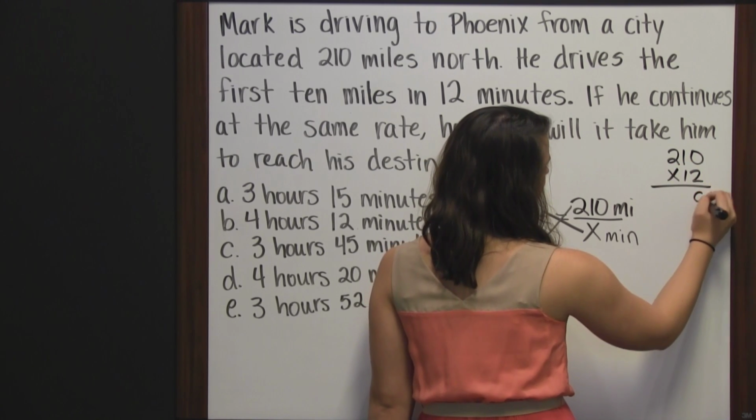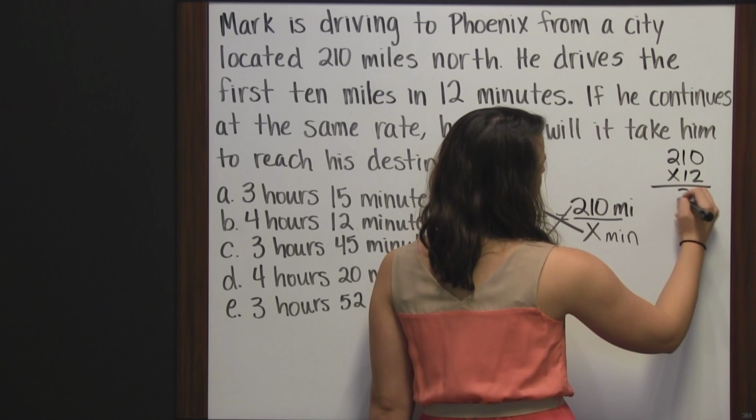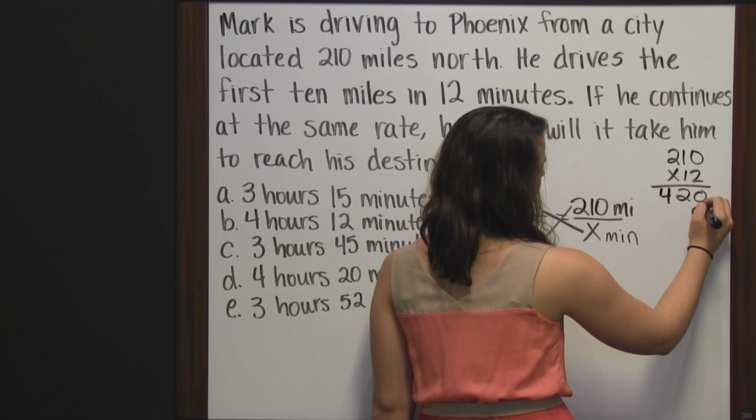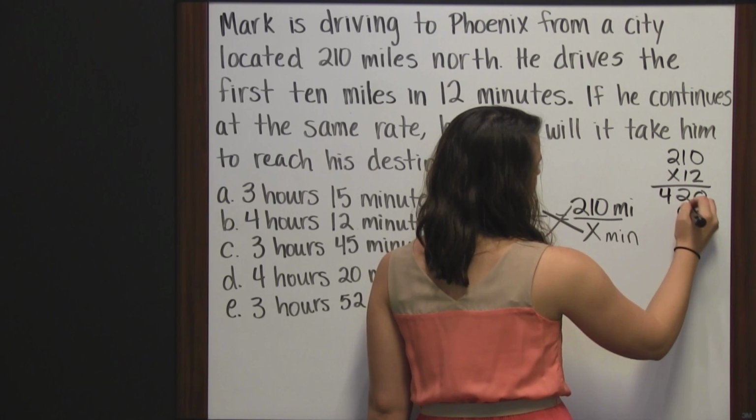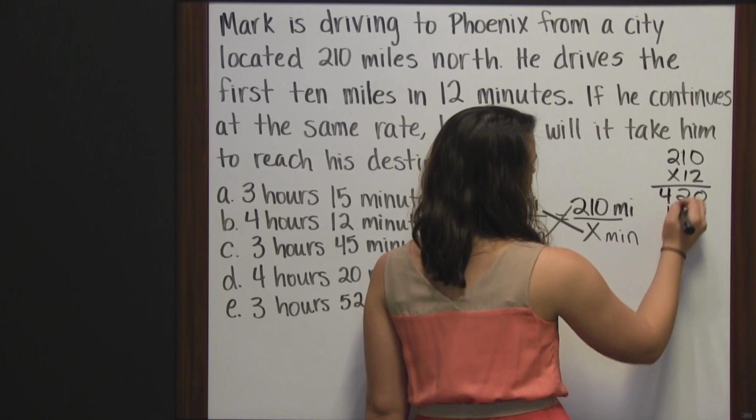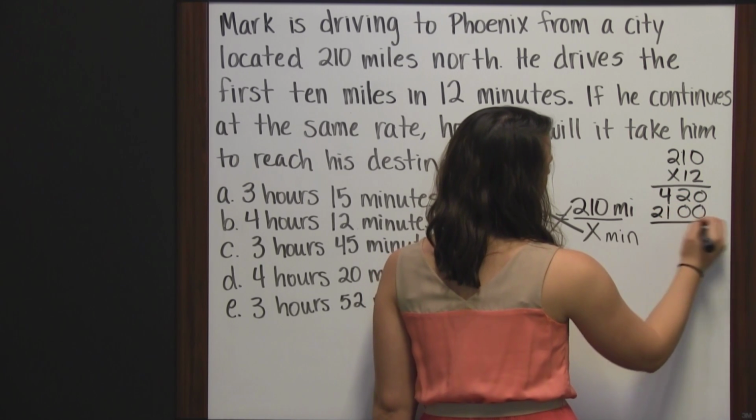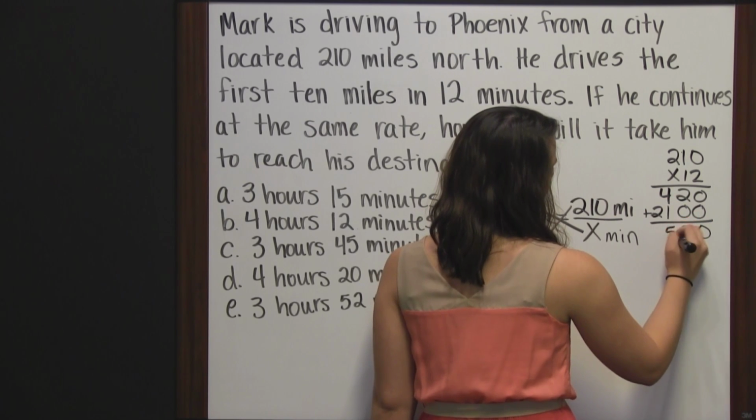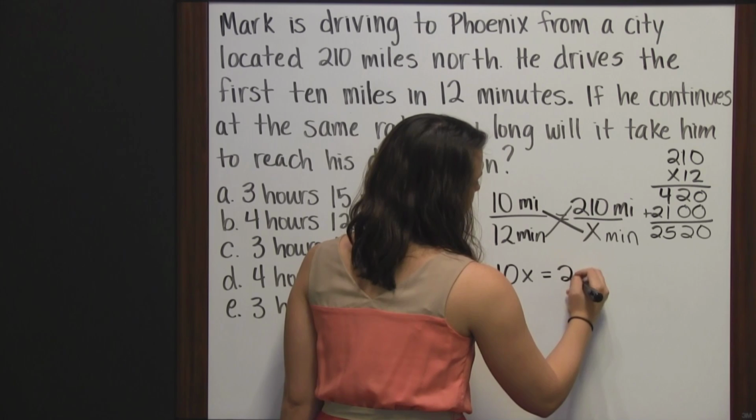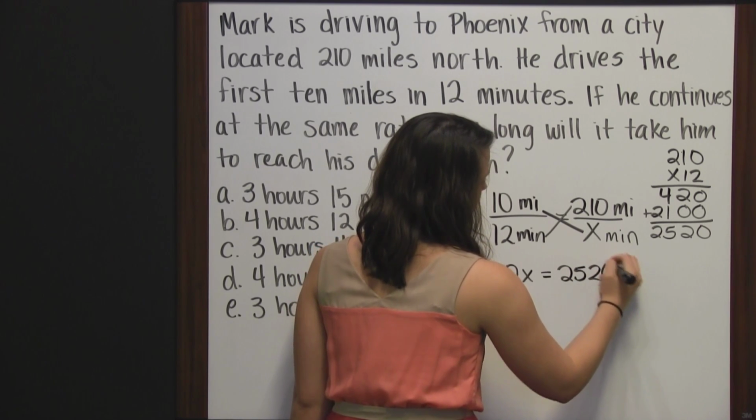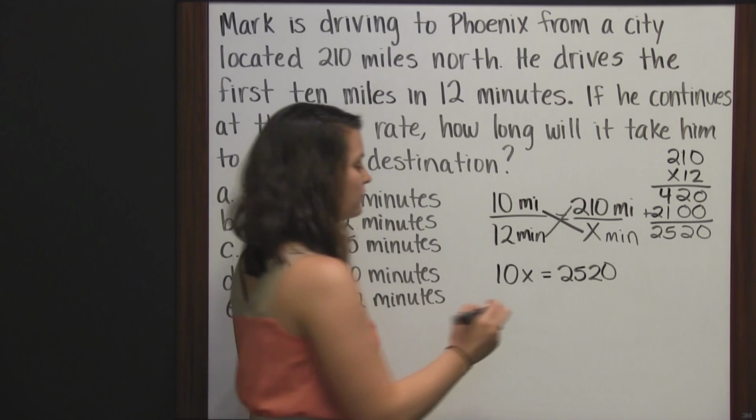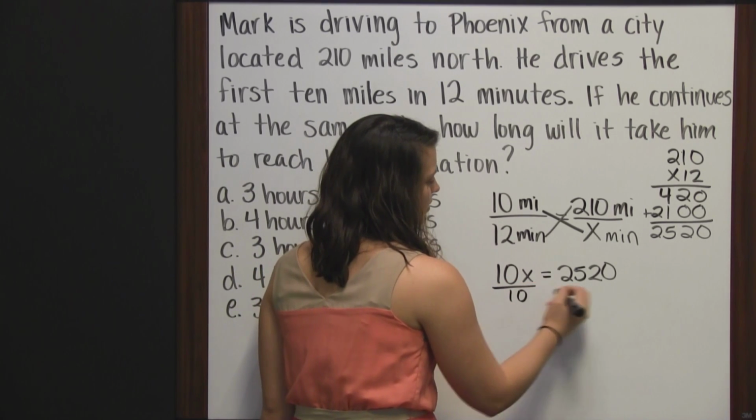2 times 0 is 0. 2 times 1 is 2. 2 times 2 is 4. 0 placeholder. 1 times 0 is 0. 1 times 1 is 1. 1 times 2 is 2. And we add these together. 0, 2, 5, 2. So 2,520. And then to solve for x, we need to divide both sides by 10.